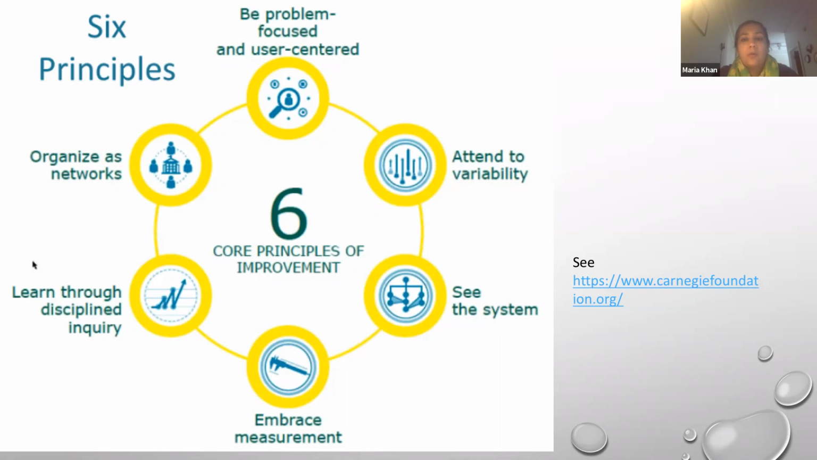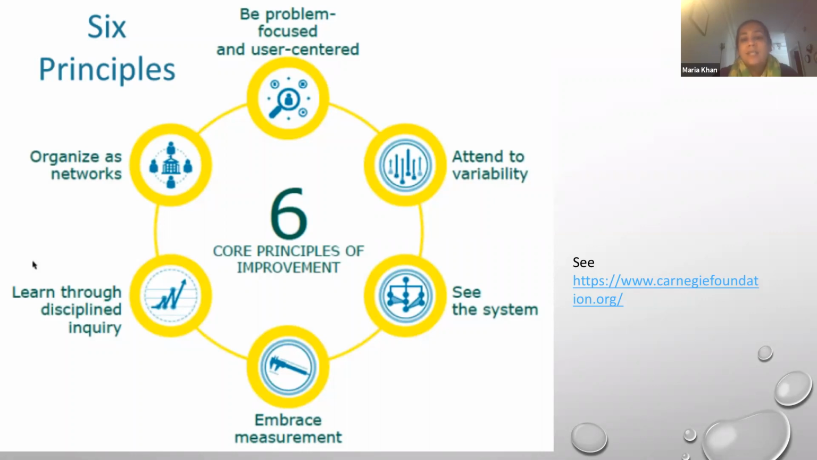The first principle is always about making the work problem specific and user centered. It's not about the people, it's about the problem. It starts with a single question: what specifically is the problem we are trying to solve? It is about engaging participants early and often, but remaining focused on the problem.